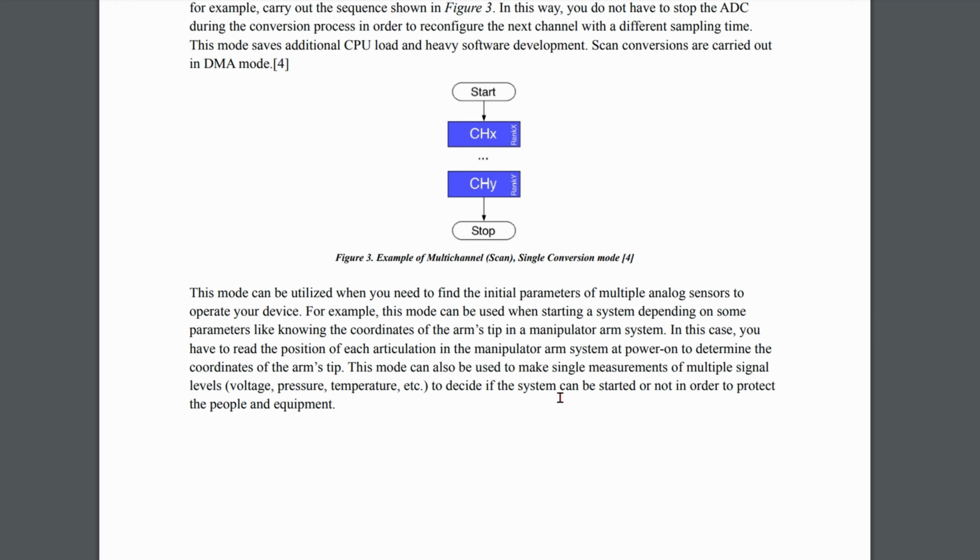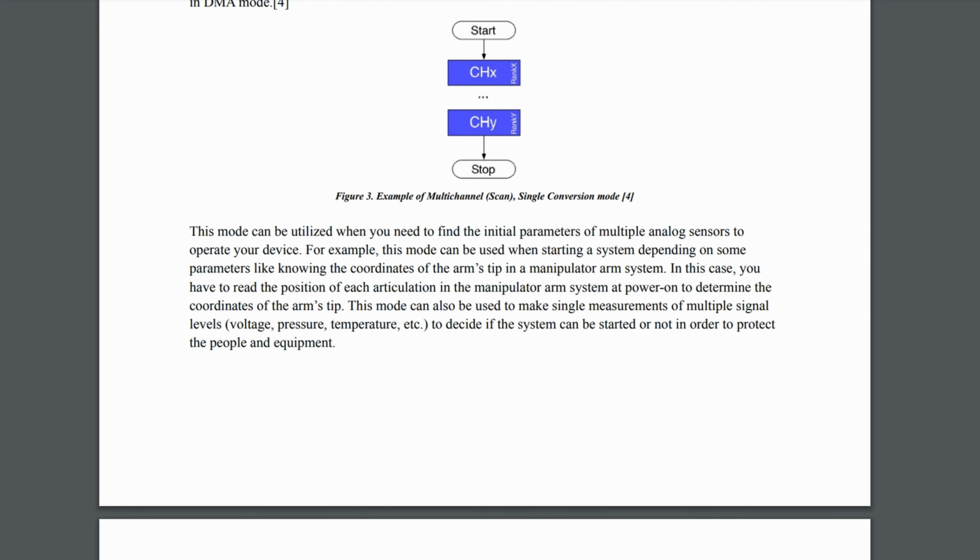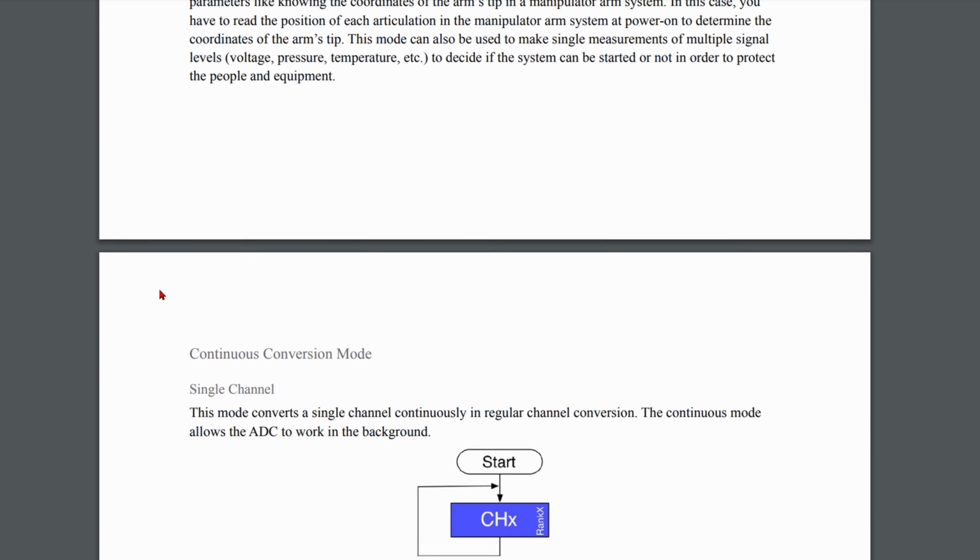This mode can be used to make single measurements of multiple signal levels, which is voltage, pressure, temperature, and etc. And then with this, we decide if the system can be started or not in order to protect the people and equipment. So like how batteries need a certain operating temperature, if a machine has a battery, depending on the environment, it might need to heat up or cool down, if it's getting enough power, or if we need pressure to go along with it.